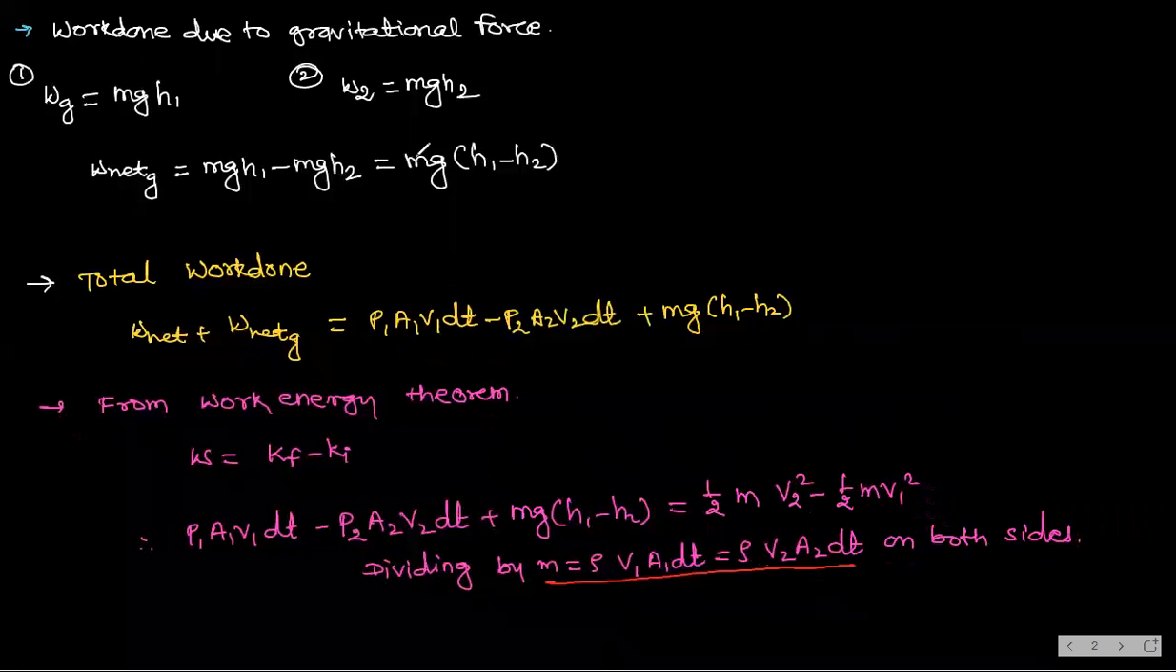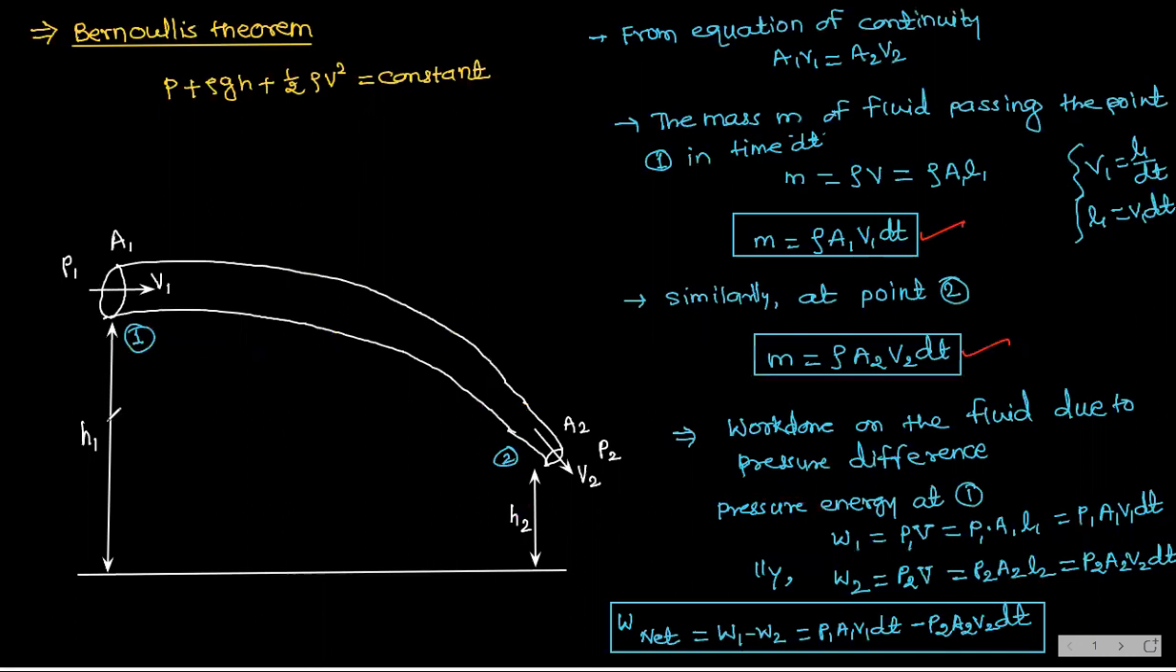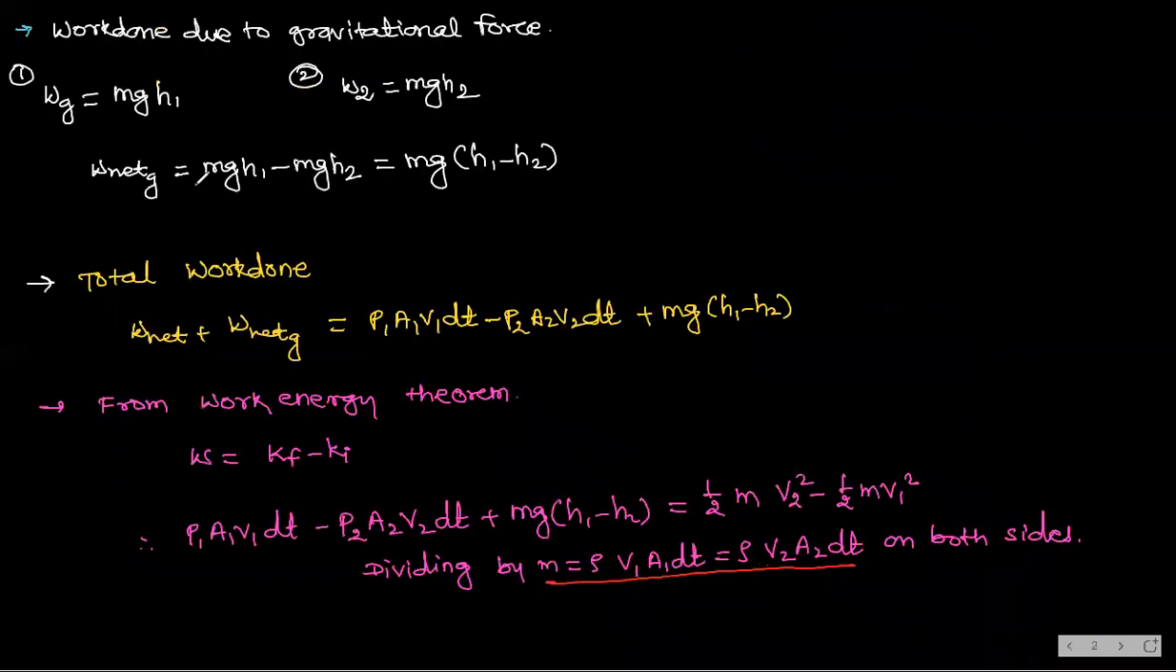So see here. Work done due to gravitational force. Wg at one end is mgh1. At the second end it is mgh2. And W net is what? mgh1 minus mgh2. This height I have already shown you. mgh1 is the potential energy at this end. mgh2 is the potential energy at this end. And that's why W net is equal to mgh1 minus mgh2, and then we have taken mg common, (h1 minus h2).